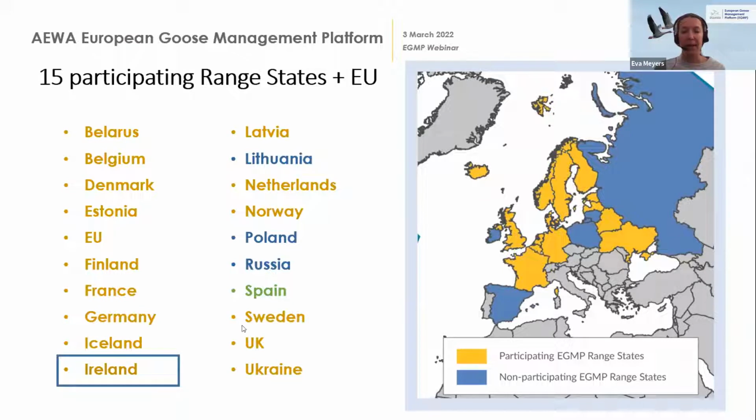And Spain is shown in a greenish color since they're not officially members of the platform, but they have been contributing in the greylag goose process. And we have a few non-participating range states, which, however, have in one way or another been involved in some stages of the various processes in the platform, whether with expert advice or attending one or other of the meetings.